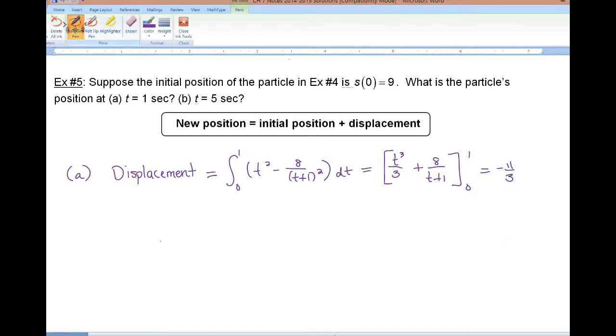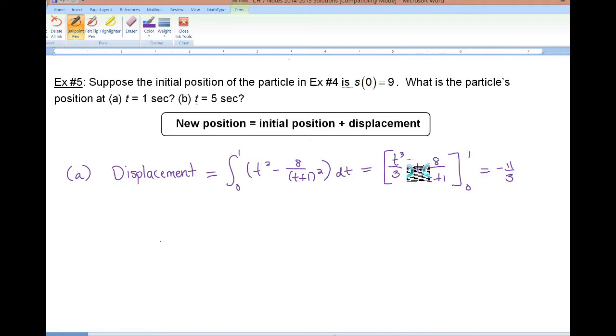Did I forget a subtraction sign? Oh, that's what I did. It was right. The answer is negative 11 over 3. That is correct. So we plug this in. That's just the displacement. So the displacement over the first second is negative 11/3.